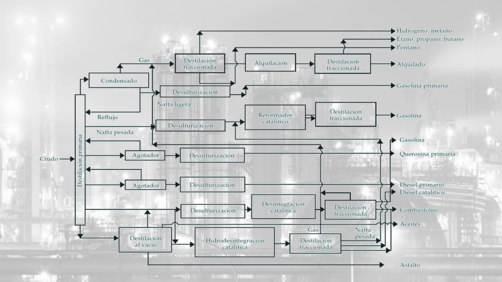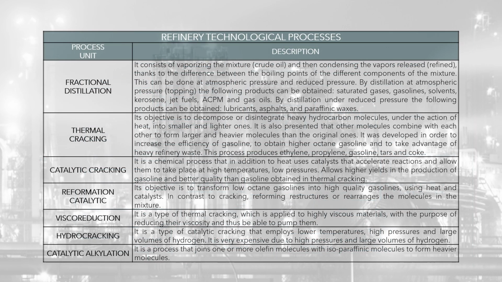The graph presents a general diagram of what a crude refinery can be, which can be summarized as the connectivity of a set of process units, of different types, that work together to produce the refined petroleum products demanded by the market. The type of technological processes that are carried out in the process units that make up the refinery are presented in the table.